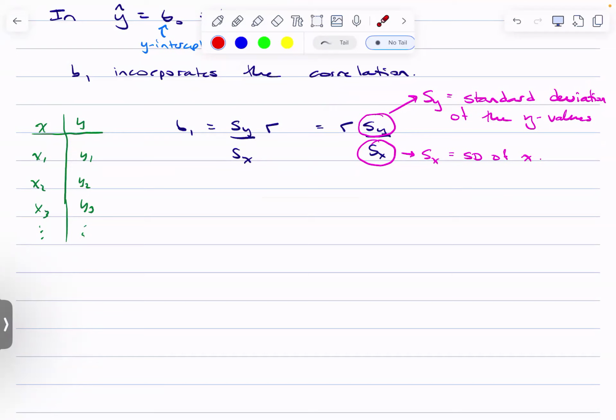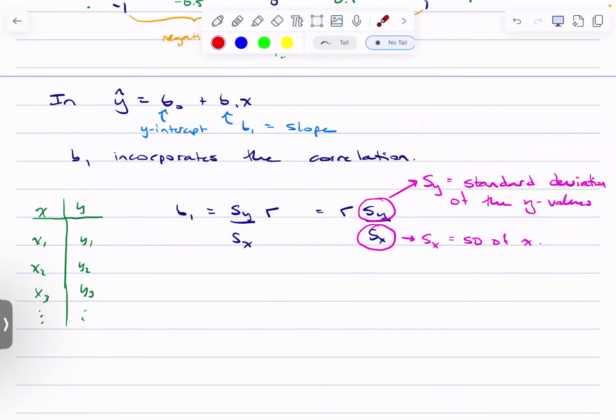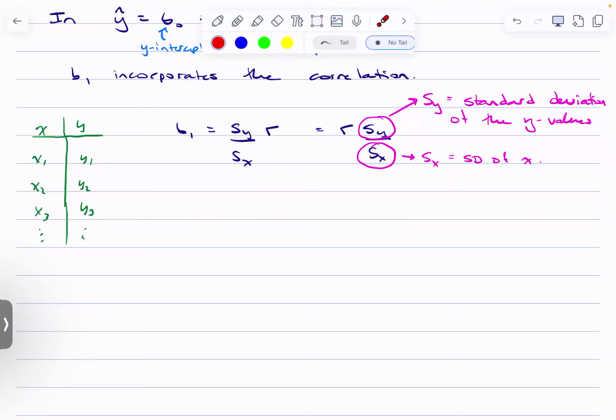So the slope kind of bakes in the correlation, so it's built in there. B naught, B0, B naught is the y-intercept for the line of best fit.